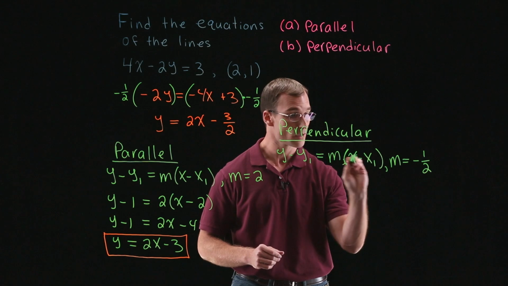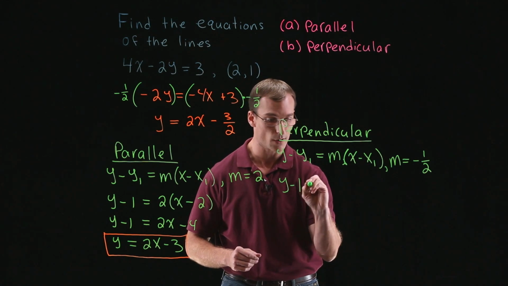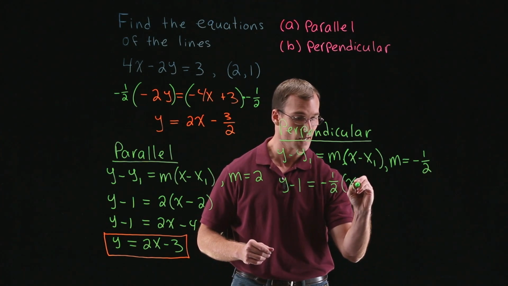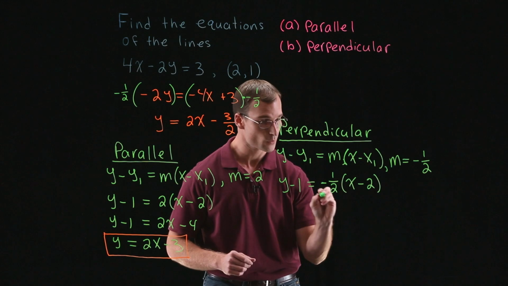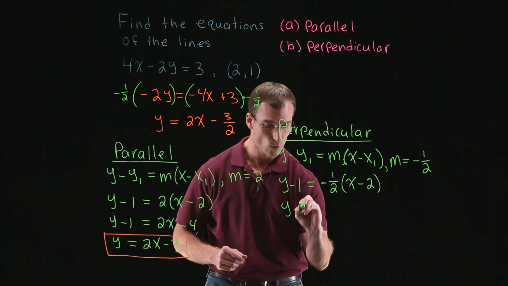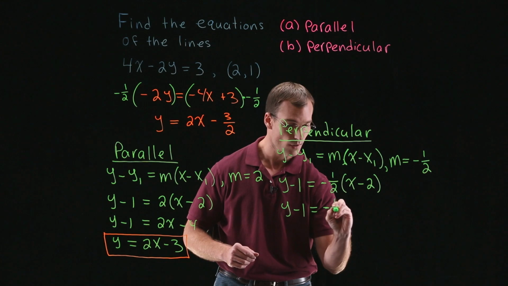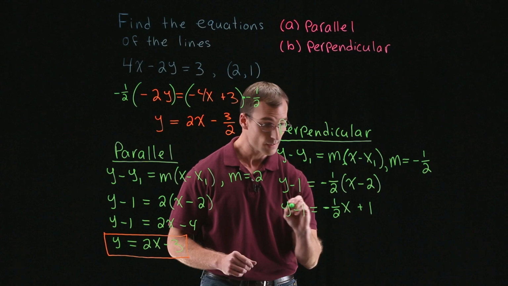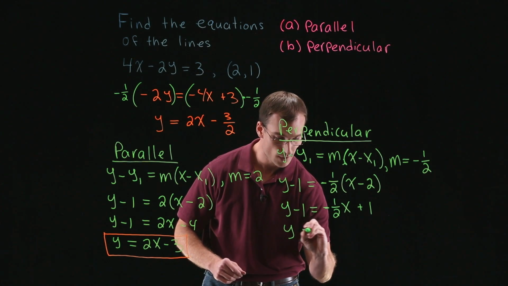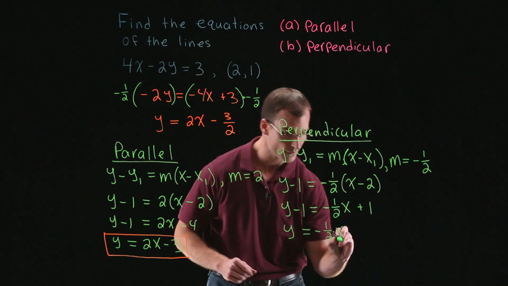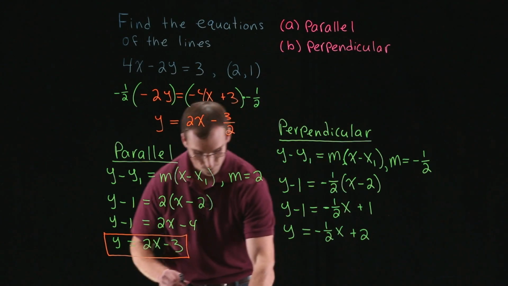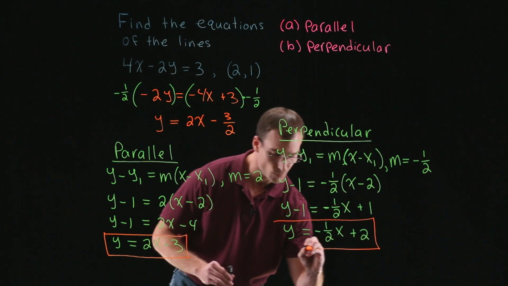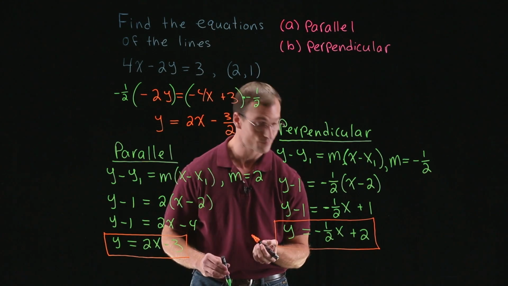And so like before, we're going to plug in our y and x coordinates. So we have y minus 1 is equal to the slope, negative 1/2, times x minus 2. And we'll distribute our negative 1/2 here. So we have y minus 1 is equal to negative 1/2 x plus 1. And then add our 1 to both sides. So y is equal to negative 1/2 x plus 2. So there's the equation of a line that goes through our point (2, 1) and is perpendicular to our line. Thank you very much.